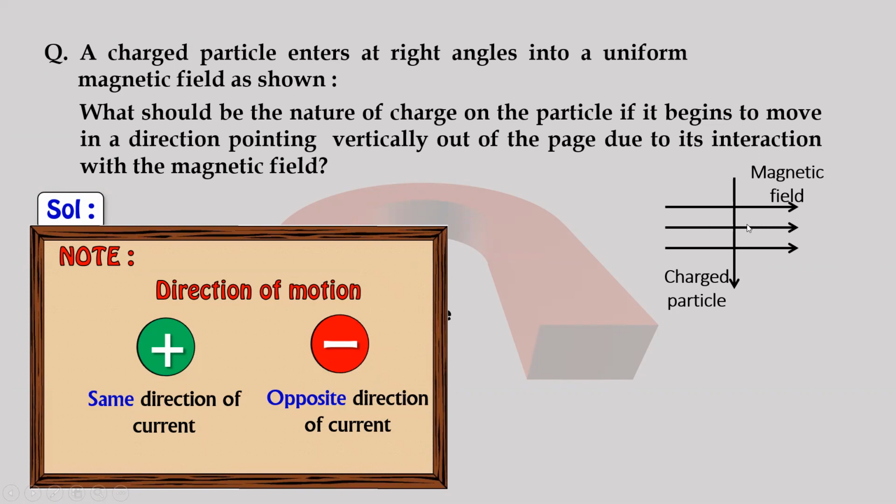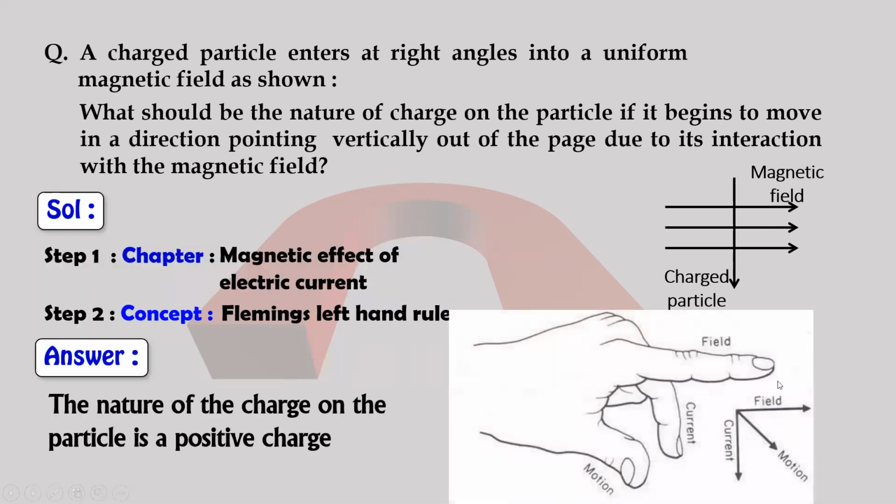I'll once again repeat here. Once the particle comes across the magnetic field, as given in the question, it is going to come vertically out of the page, meaning from the screen towards you. So if I use Fleming's left hand rule, this is the magnetic field direction going towards the right hand side, and current direction is down. You can do the same with your left hand, and you can see the thumb, which is the motion, is pointing towards you, and the current is also coming towards you, which means both are the same, so hence we have a positive charge.